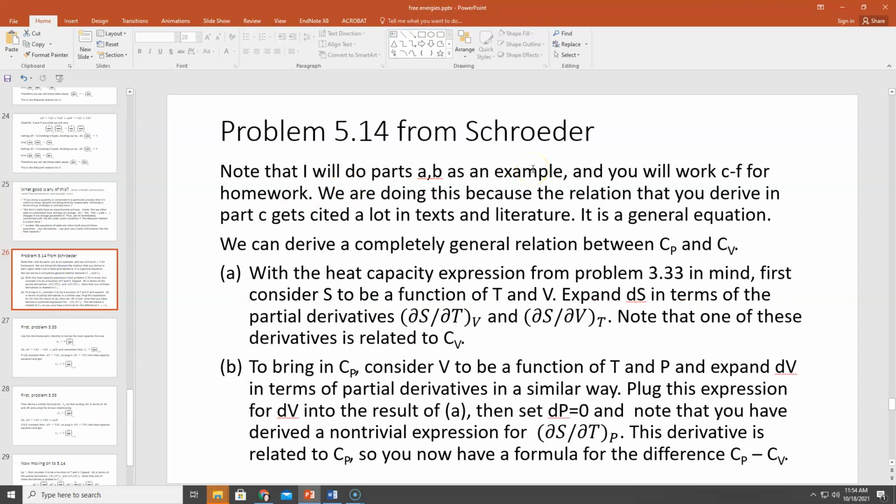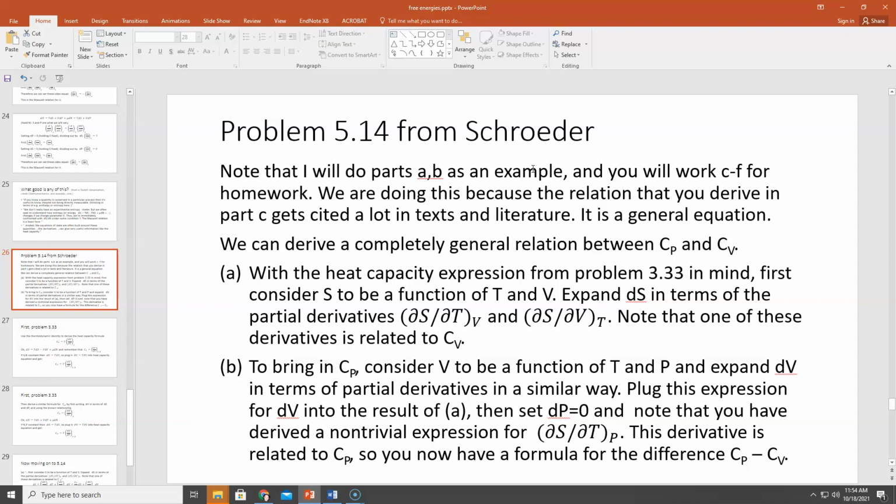Okay, let's do some example problems. What I'm going to do in the homework is I'm going to work parts A and B of problem 5.14 from Schroeder, and then I'm going to turn you loose on the rest of it, and you'll work those for homework, okay? So, here we go.